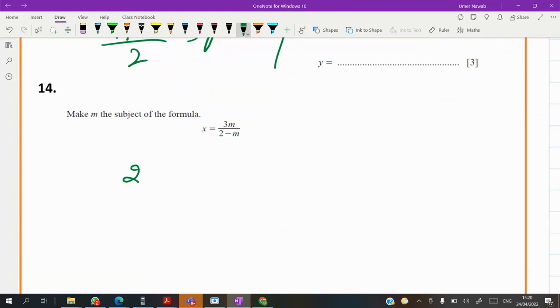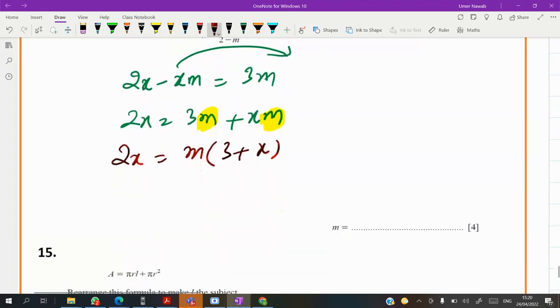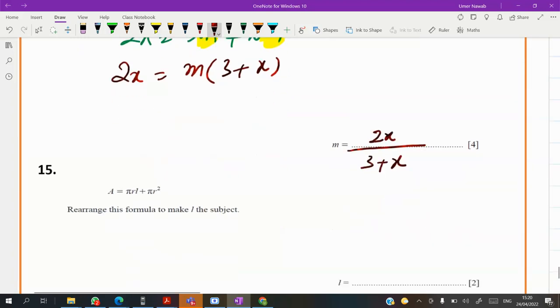Cross multiply. 2x minus xm is equal to 3m. Send the 3m to the other side because I want to make m the subject. So 2x is equal to 3m plus xm. What is common? m is common. So I'm going to write 2x equals m common, 3 plus x. And the final answer is 2x over 3 plus x.